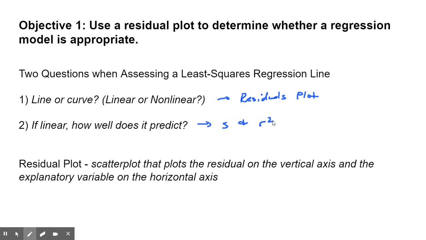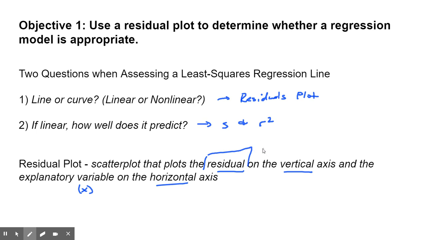Okay, so what is a residual plot? Well, a residual plot is another scatter plot. But this time, it plots the residuals on the vertical axis. So the residual goes on the vertical axis, and the explanatory variable, the x, still goes on the horizontal axis.